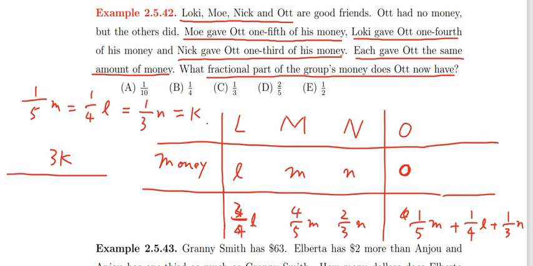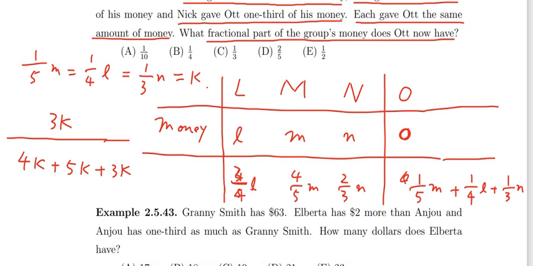So we say L equals 4K and M is 5K and N is 3K. So this is the fractional part. So we can cancel K, we get this equal to 3 over 12, right?